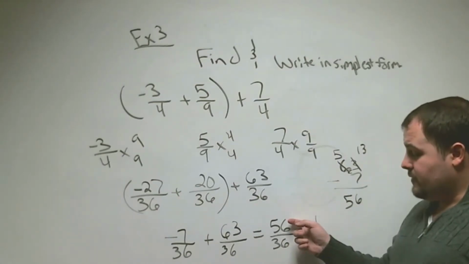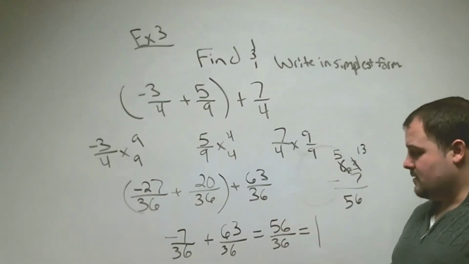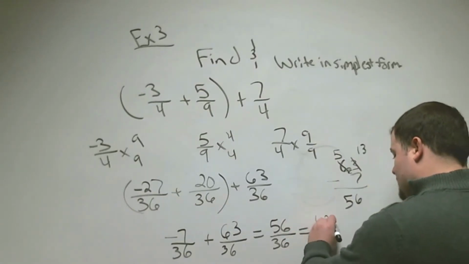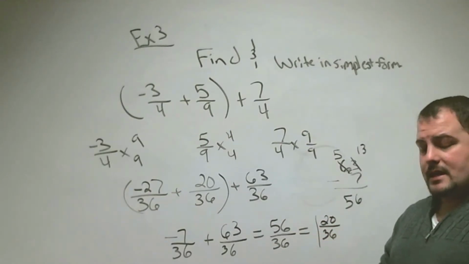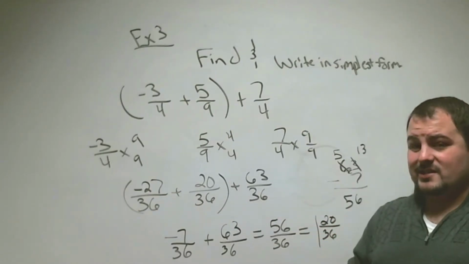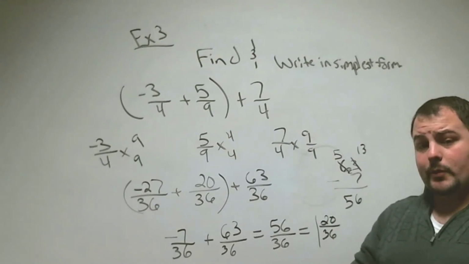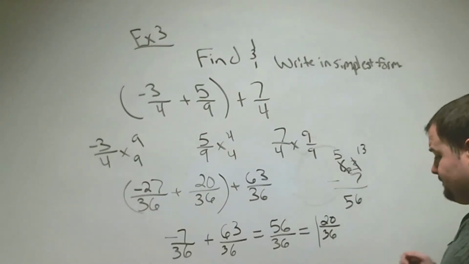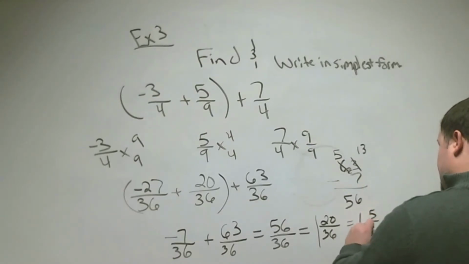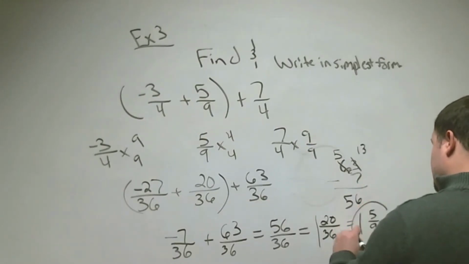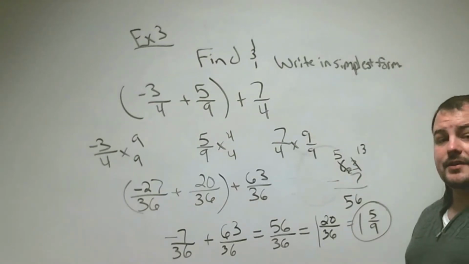And then if I say, what's 56 minus 36? Well, I'm going to get 20. So it's 1 and 20 out of 36. Now looking at 20 and looking at 36, I know I can divide both the top and bottom by 4. So 1 and 5/9. That's my final answer.